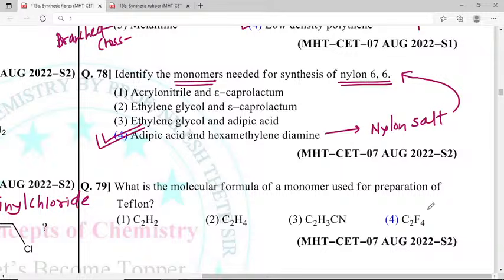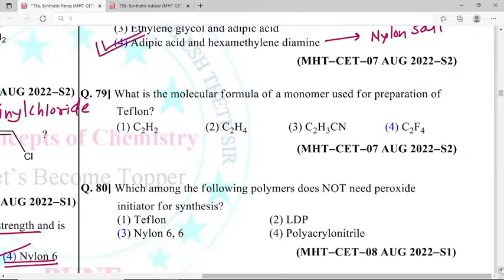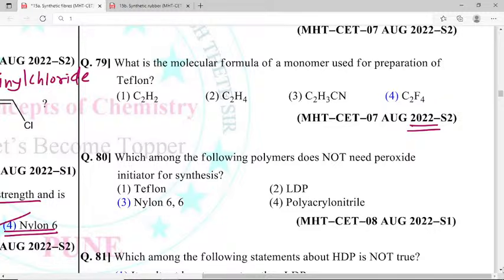Okay, what is the molecular formula of the monomer used for preparation of Teflon? This is a very important question, 2022. So this is not CH2 here. It is CF2=CF2, which is C2F4. This is called tetrafluoroethene. Tetrafluoroethene is the monomer.